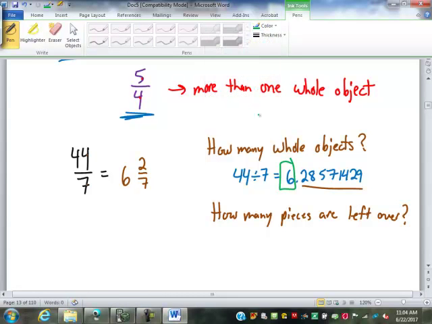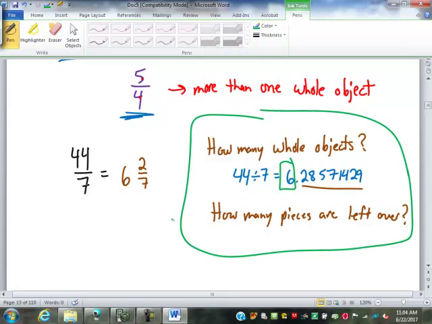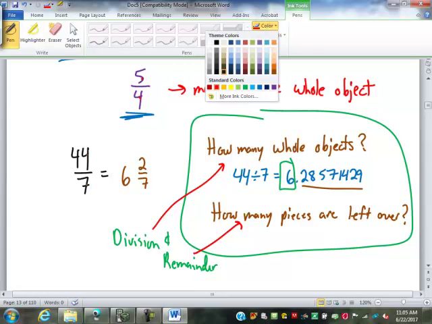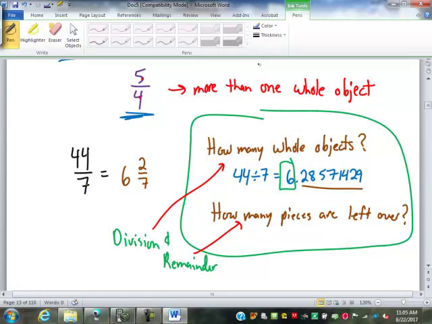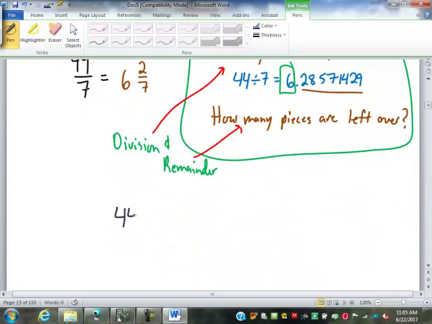So all this is a division and remainder. The result of the division is the whole objects. The remainder is how many pieces are left over. So if I were to take 44 divided by 7, well, 7 goes into 44 6 times. 6 times 7 is 42, which means there's 2 pieces left over. So that is 6 2/7.